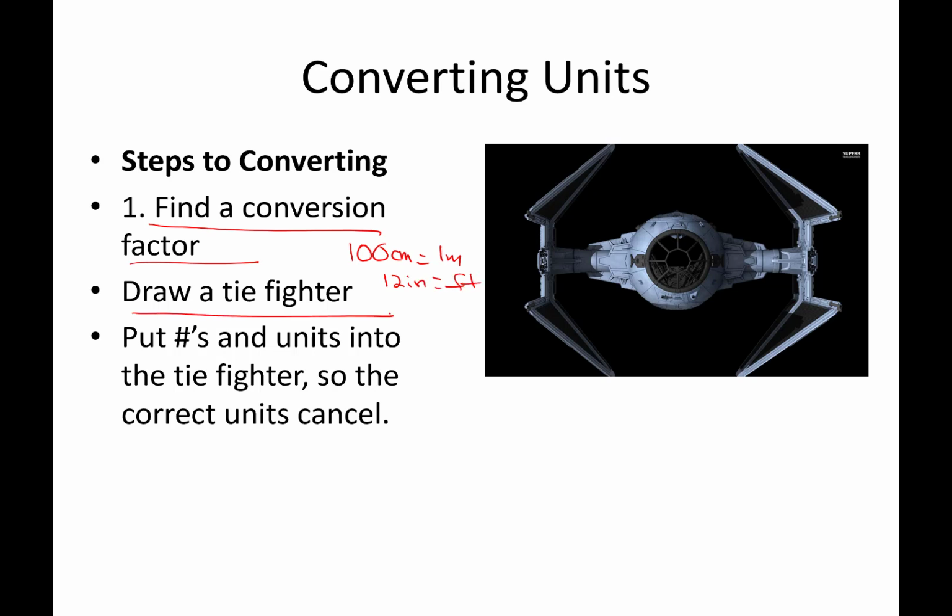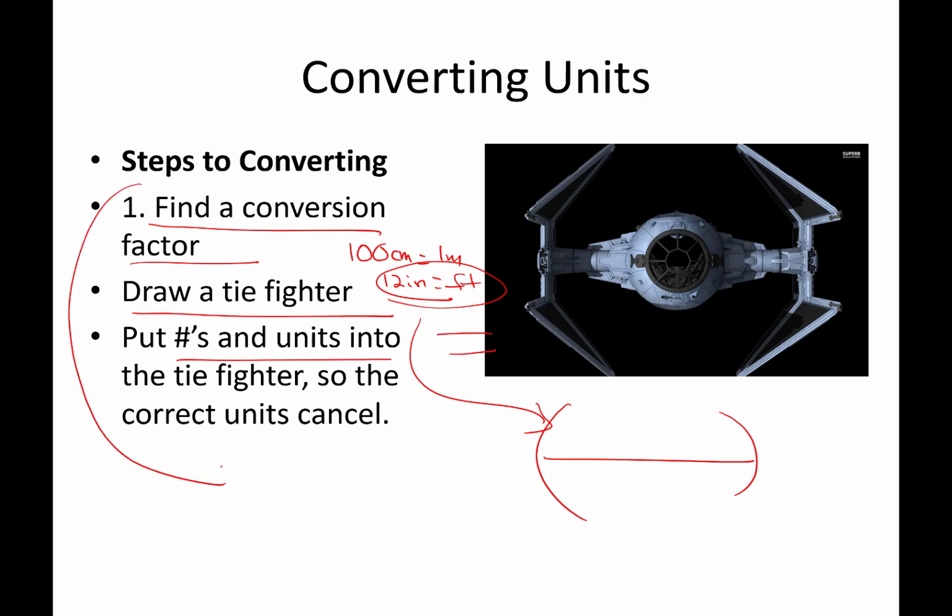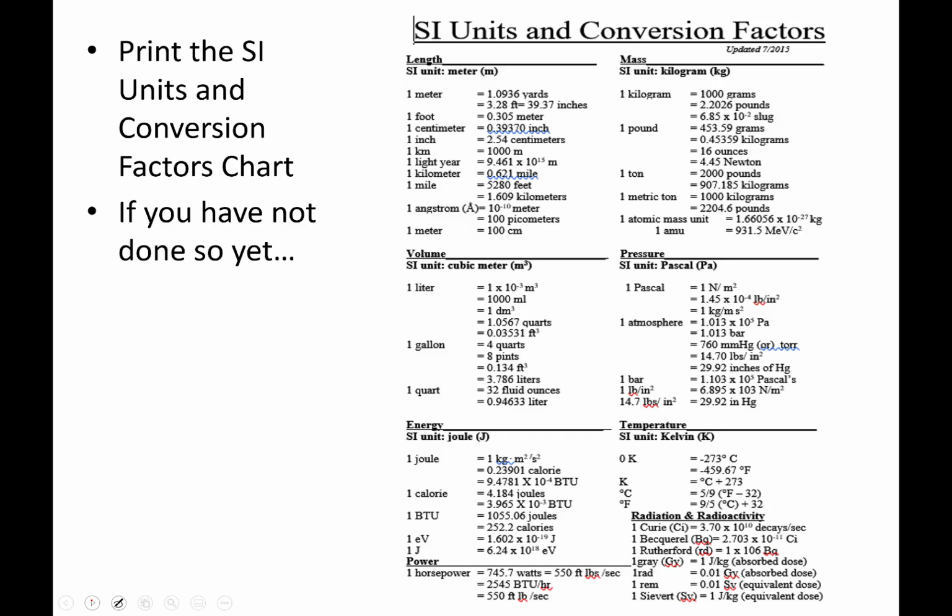Then we're going to draw a TIE fighter from Star Wars. And then we're going to put the numbers and the units from our conversion factor into the TIE fighter so that the right things cancel. So here goes. That's the steps we're going to follow. Not terribly complicated, and we're going to do lots of examples.